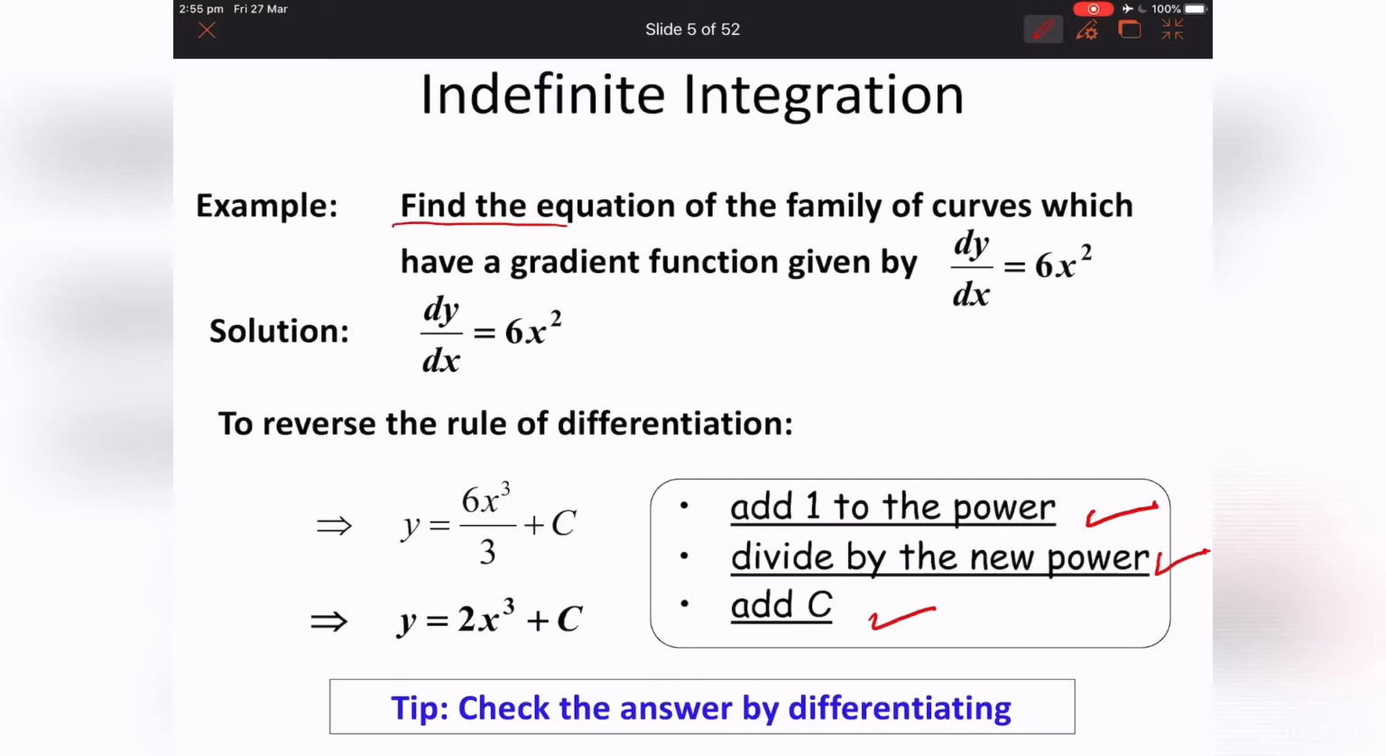So this 6x squared is going to be 6x to the power 2 plus 1. 2 plus 1 is 3, then we divide by 3. So this is going to be 6x to the power 3 divided by 3, which is 2x cubed plus c.